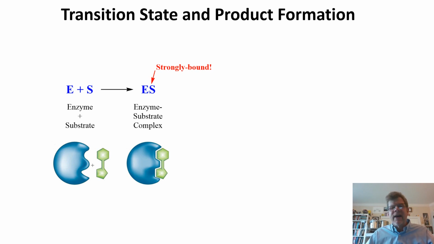But notice, no chemistry has happened yet. All we've managed to do is to get a very tightly bound enzyme-substrate complex. But we had alluded to the fact that once this substrate is strongly bound to the enzyme, the chemistry happens. And what does that ultimately mean?